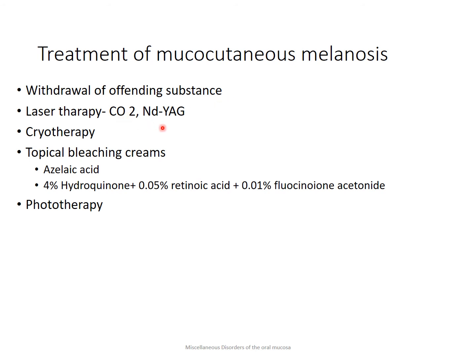Otherwise, for lesions which are not because of any of the above causes, for example nevi or melanoacanthomas, laser therapy using carbon dioxide or Nd:YAG lasers can be done. Cryotherapy is also an option, and topical bleaching creams can be used. For example, for post-inflammatory pigmentation seen in acne. These generally contain azelaic acid or hydroquinone, retinoic acid, and some amount of steroid in it. Also, phototherapy has been tried as a treatment modality for mucocutaneous melanosis.